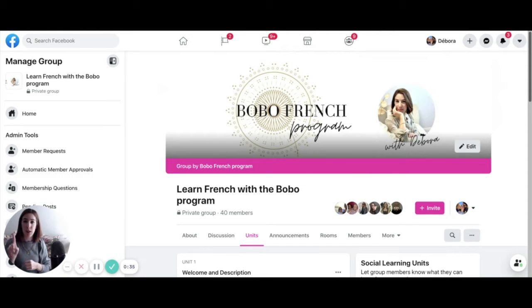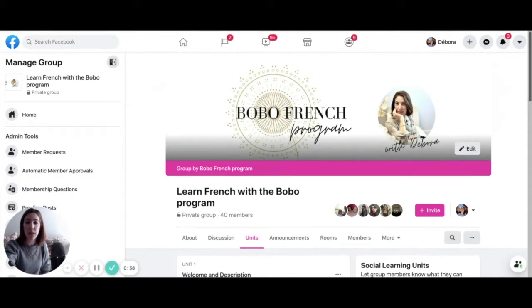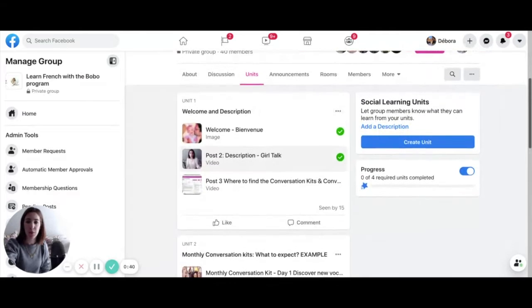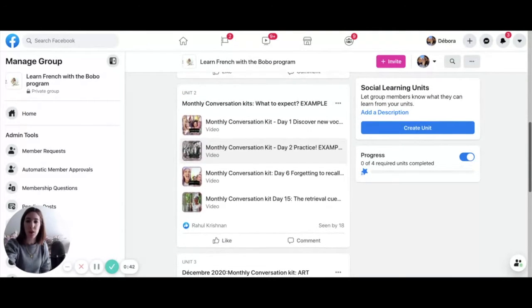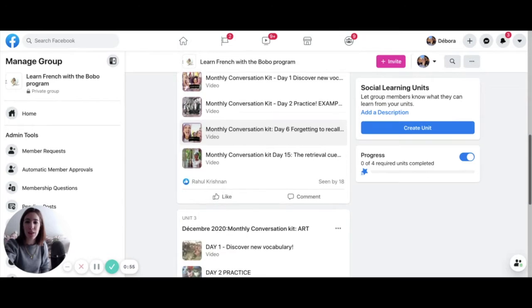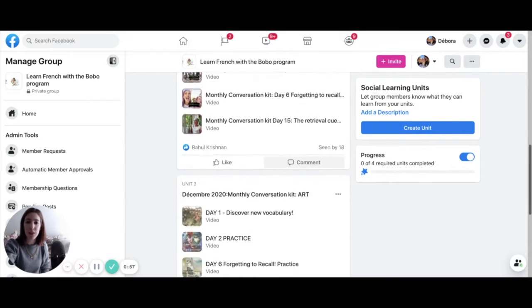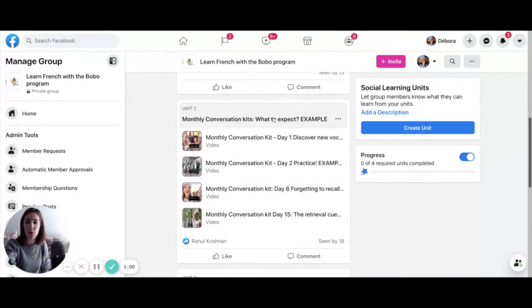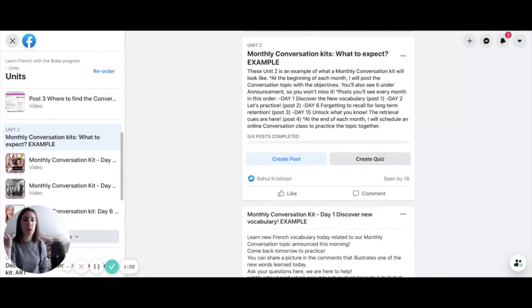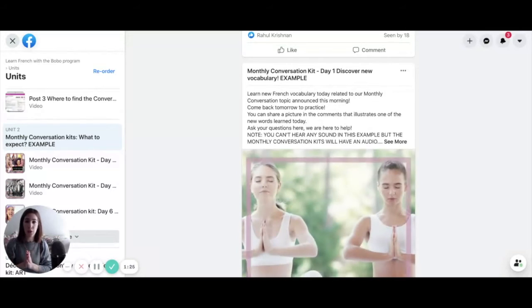Le post Day 1, c'est, alors, I'm going to show you an example. Donc, voici un exemple. Par exemple, donc tous les conversation kits sont identiques. La structure, elle est identique. Il y a 4 posts. Le post du first day, day 1, c'est, as you can see here, discover new vocabulary. Donc, par exemple, ça, c'est les unités dans le groupe Facebook Learn French with the Bobo Program. Day 1, discover new vocabulary.